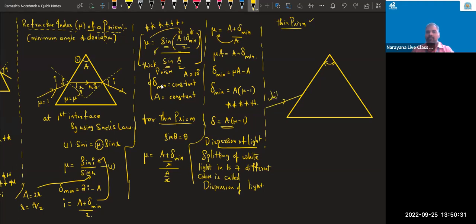What is the name of the light? White light. Okay, here white is available, so I will erase this and show white light, because if any facility is there, we have to use it. So one white light is falling here. Understood. Once it has entered, what will happen? Some will run fast, some will run slowly, no?